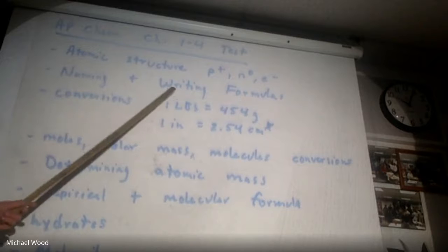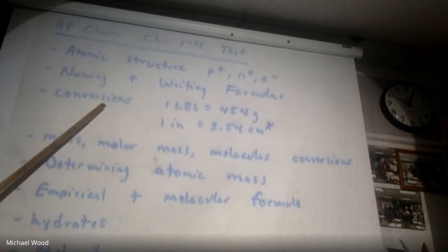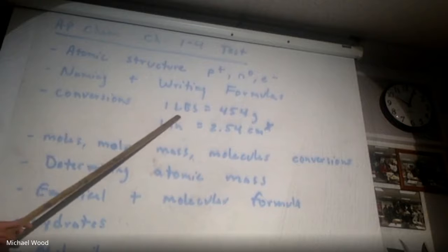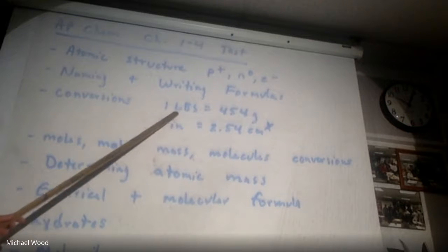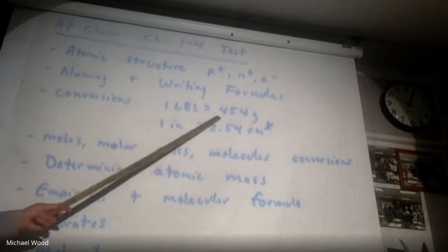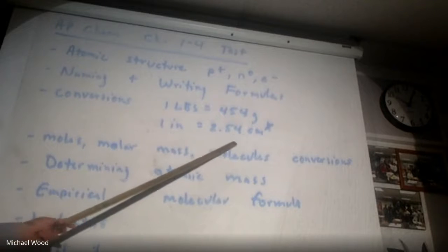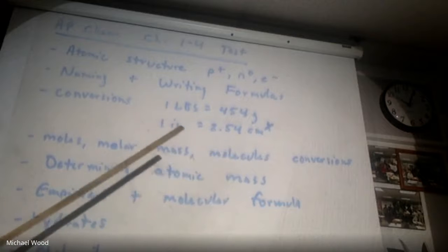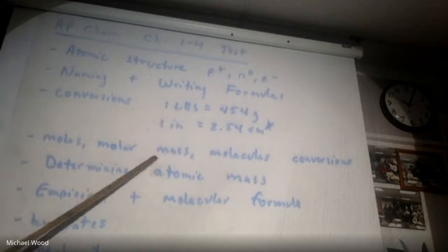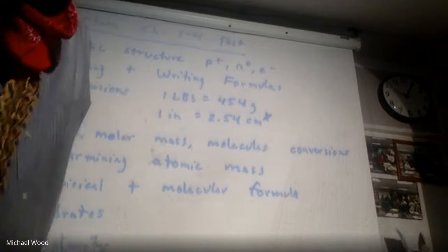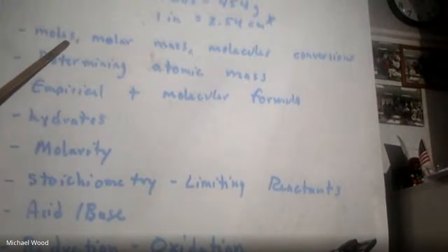There will be a few naming and writing formulas. And remember, conversions: I'm not giving you the formula sheet for these. Okay, so you're going to have to remember this. 1 pound is 454 grams, and one inch is 2.54 centimeters. Okay, moles, molar mass, molecules, conversions. Again, we're doing a lot of review of stuff that we did in first year chem. So definitely that is on the test.